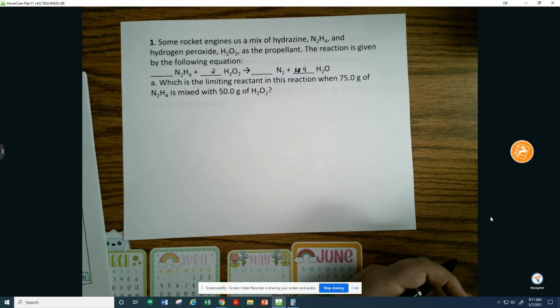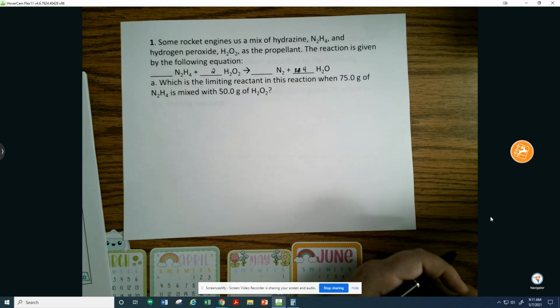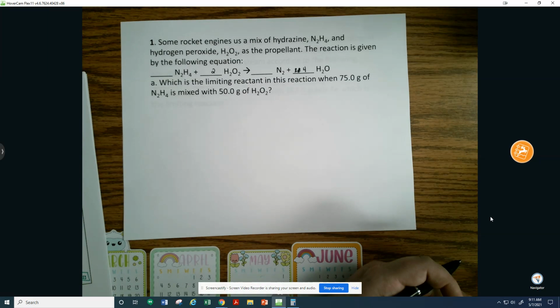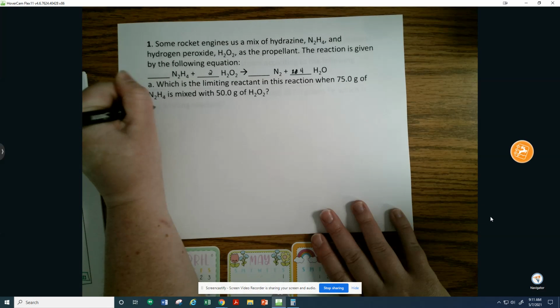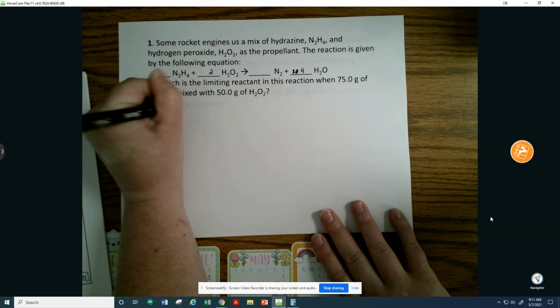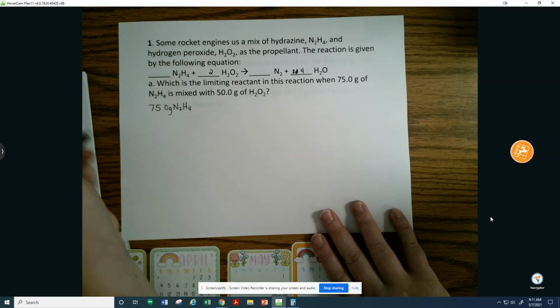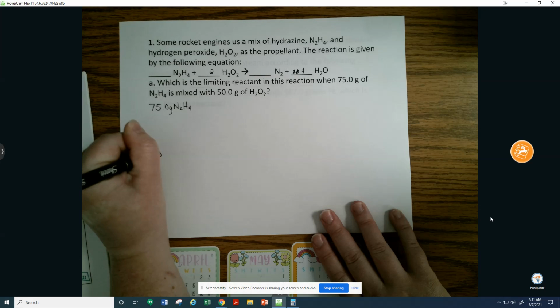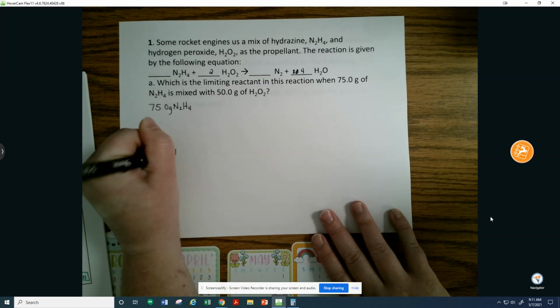This problem is going to give you your starting amount of both reactants. So the first thing we have is it's asking which is the limiting reactant. What we're trying to figure out here is what are we going to run out of, the hydrazine or the hydrogen peroxide? And so we have 75 grams of hydrazine, N2H4, and I have 50 grams of the hydrogen peroxide.